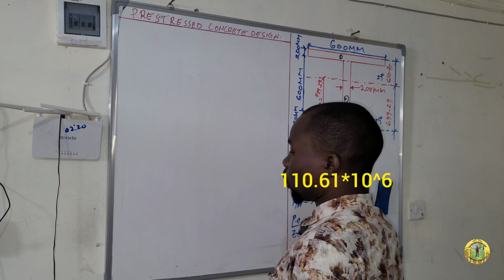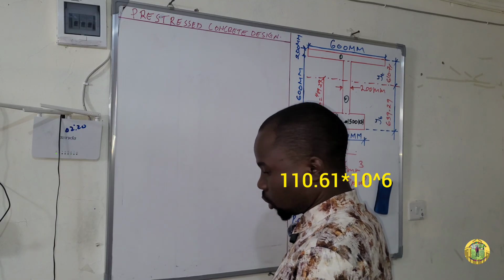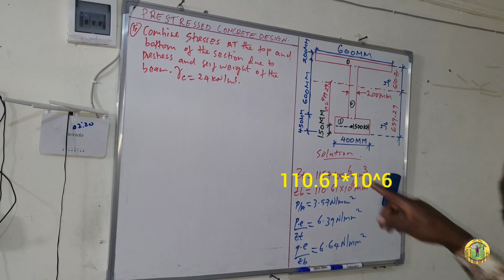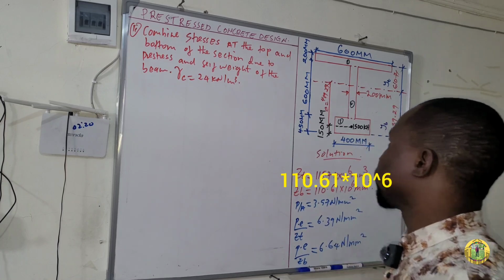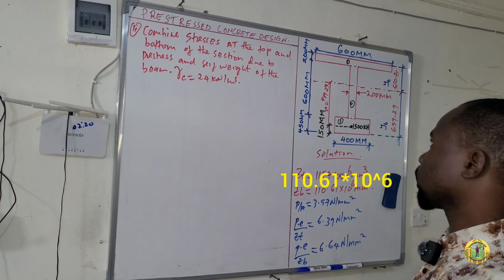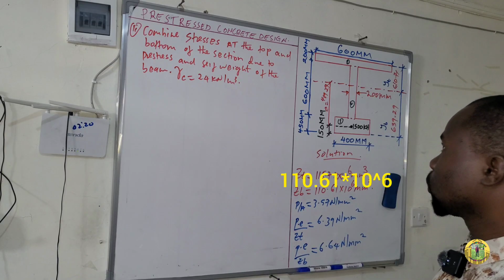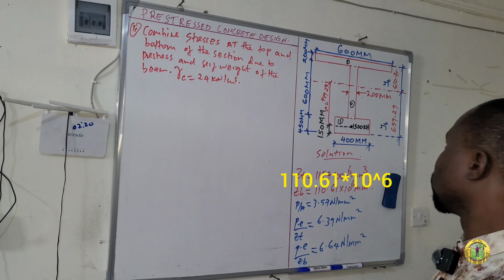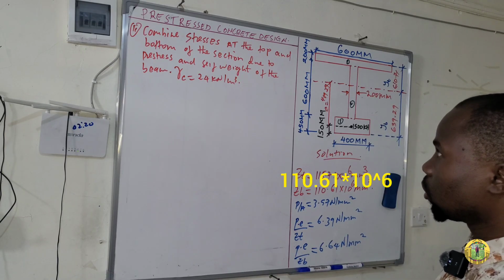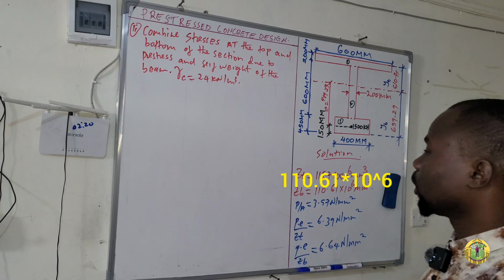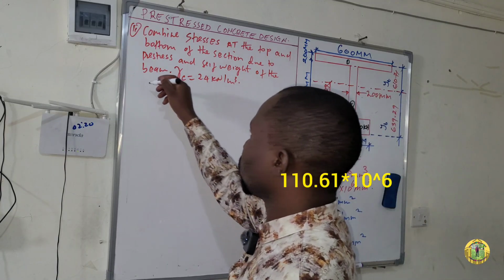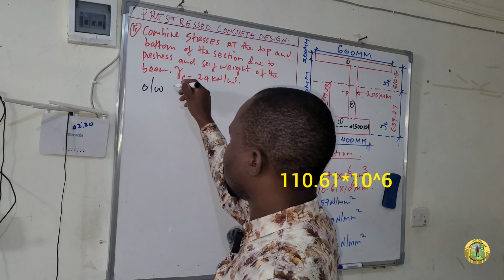So we now proceed to part two of the question. Combine stresses at the top and bottom of the section due to pre-stress and self-weight of the beam. For us to tackle question number 2, we first need to calculate the self-weight of the beam.